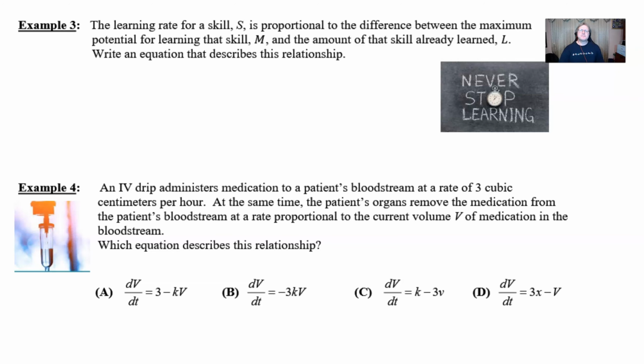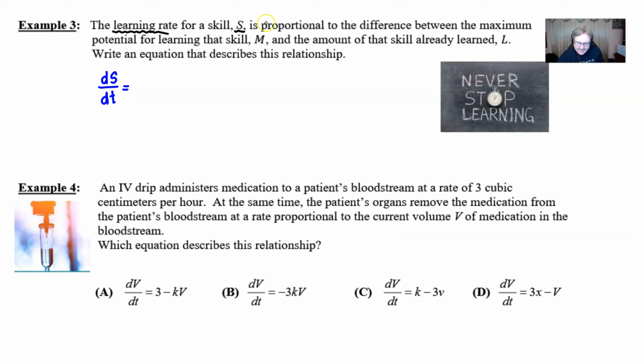Well, the very first thing that you want to do is start whittling away and find the very important pieces of language that you can translate into mathematics. So the very first thing that you want to notice is you've got this phrase learning rate of S. And that's very important because you need to equate that to a derivative, the rate of S. So that will just be dS over dt.